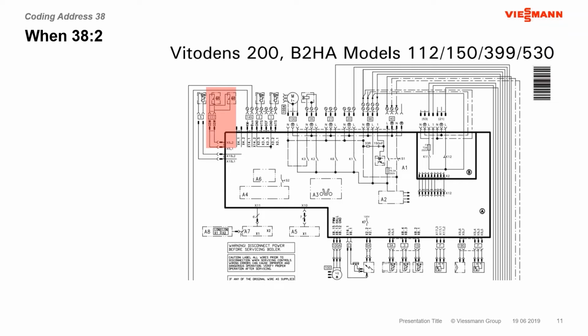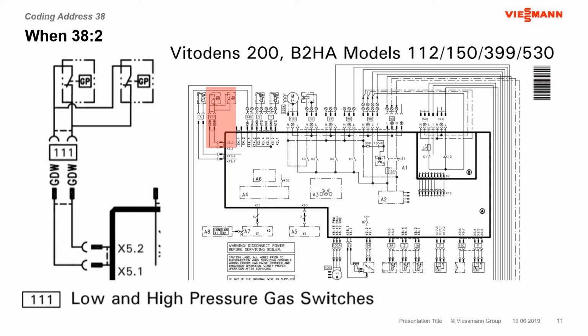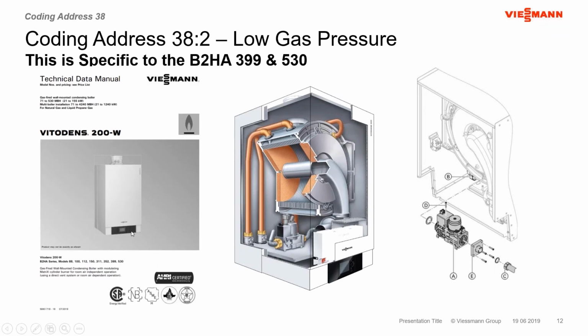And the information that we need to look at on this wiring schematic, what is it indicating as far as where the issue is lying, that the value of 38 is at a 2, is that we have an issue with the low gas pressure switch that is connected to this particular series of boilers. So the two sizes, 112 to 150. Specifically, address 38 at a value 2 will only impact this particular size of unit. They're the only two boilers that actually have a low gas pressure switch installed on the gas valve when you purchase it from the wholesaler.